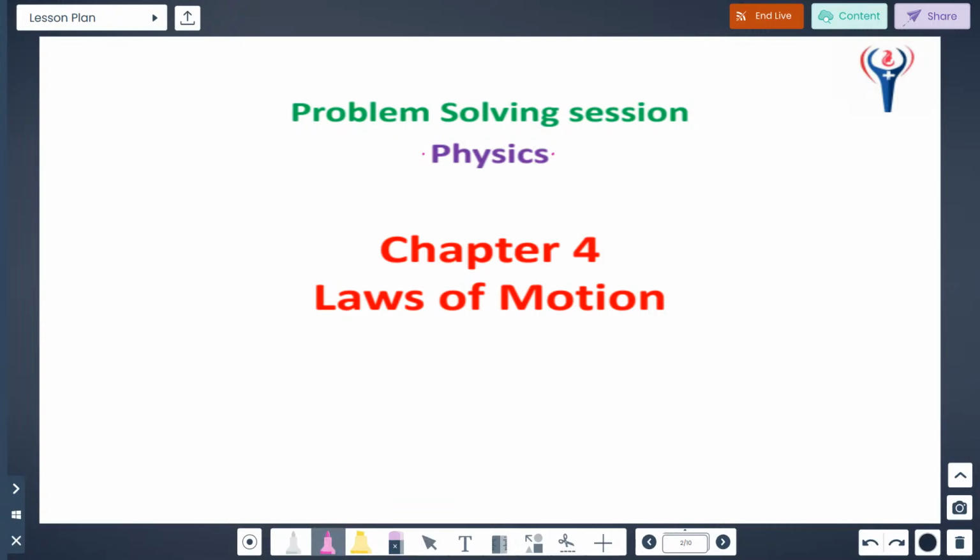Hi students, welcome to Future Dr. NEET Academy for the problem solving session in NEET Physics. Topic chosen today is from chapter 4, Laws of Motion. Already we have floated the questions, 7 questions in the previous session. Now we will solve the solution for these questions. Let's move to first question.